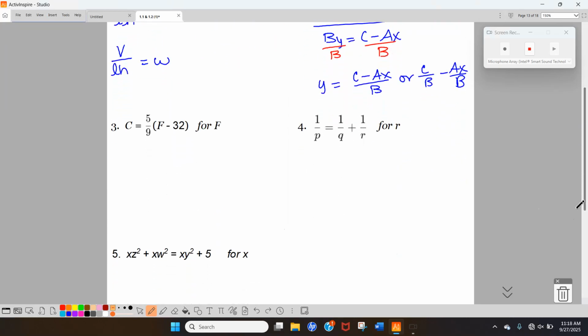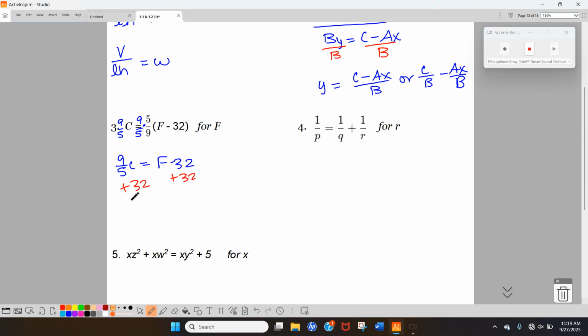All right, number three, that's the formula to convert Celsius to Fahrenheit or Fahrenheit to Celsius, whichever. If we're trying to get F by itself, I can get rid of this without distributing. If I just multiply by 9/5, then we're going to have 9/5 C is equal to F minus 32. And then we can add 32 and have 9/5 C plus 32 is equal to F.